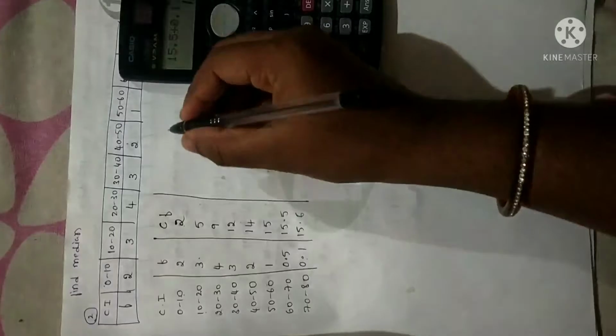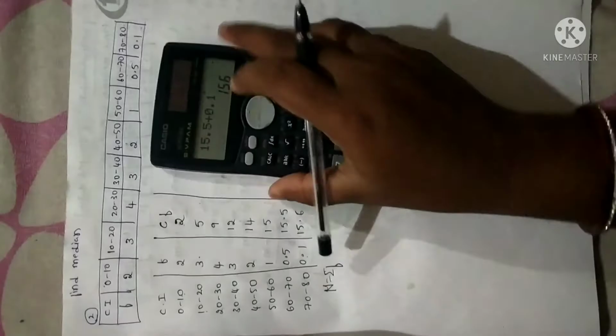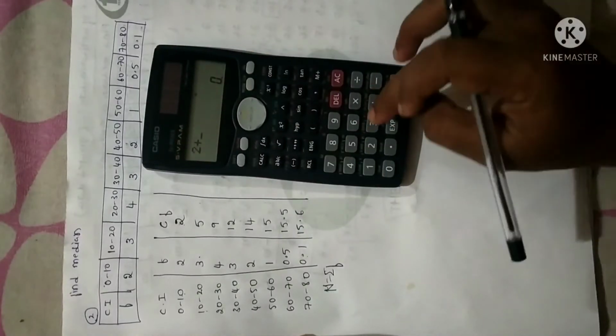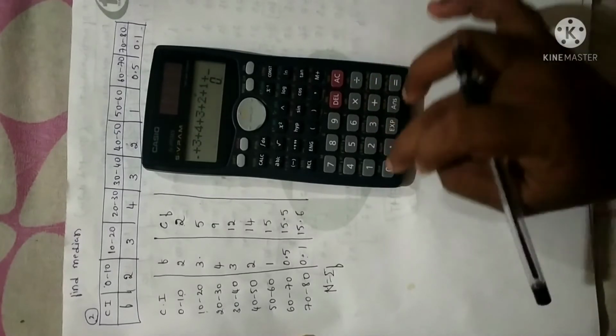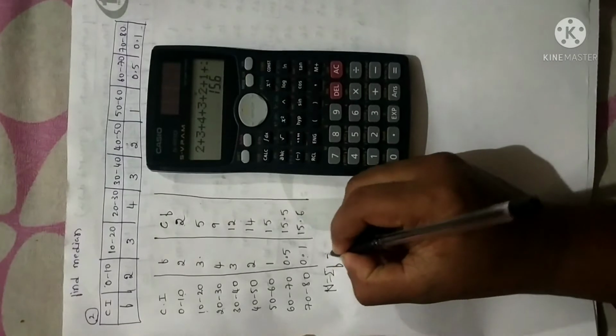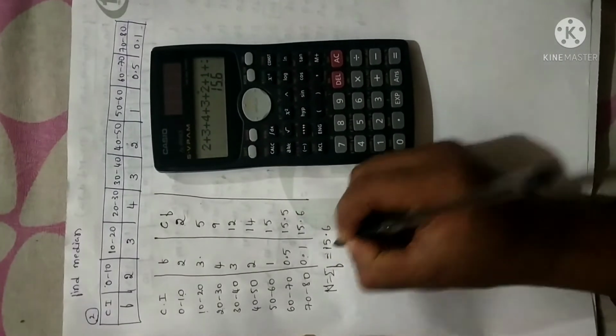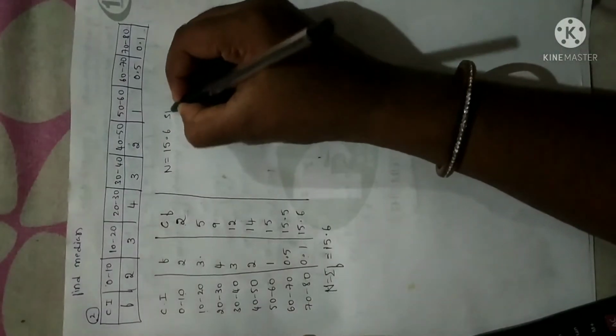Next, before finding the median, first you add the frequency values, that is n. Capital N will be sigma f. So you have to add all these values. Let me add 2 plus 3 plus 4 plus 3 plus 2 plus 1 plus 0.5 plus 0.1. That will give us 15.6. Fine. So the capital N value is 15.6. Now let me find the size of the median.